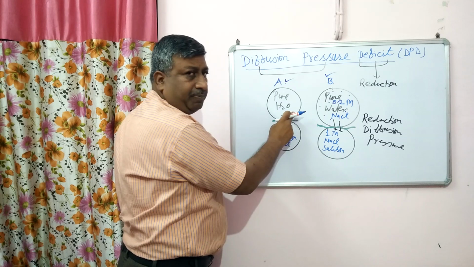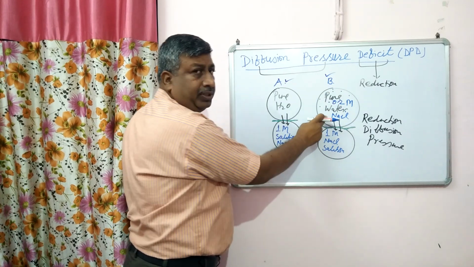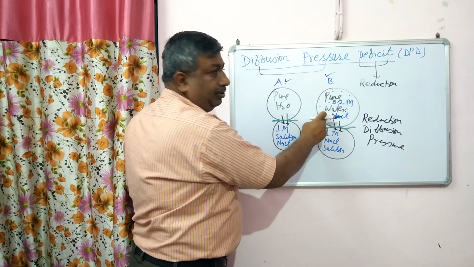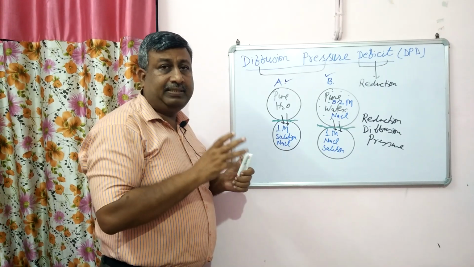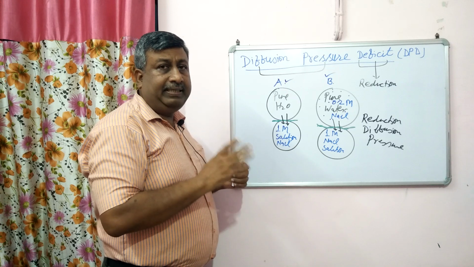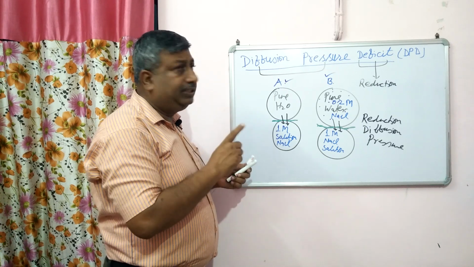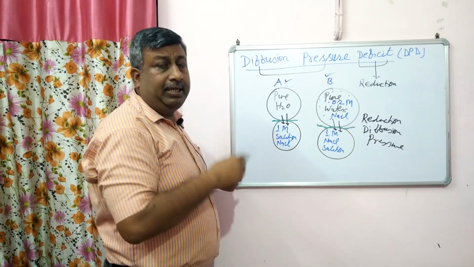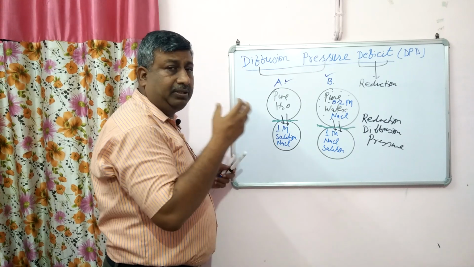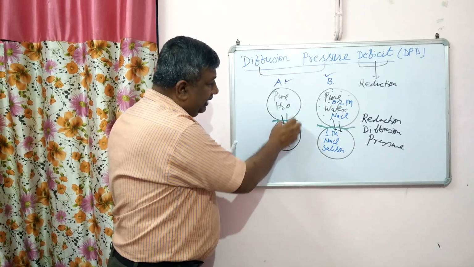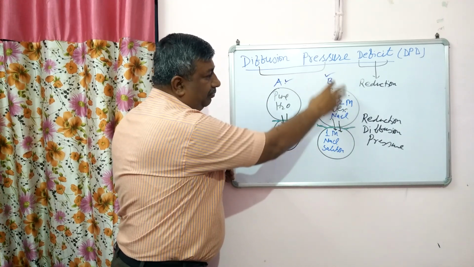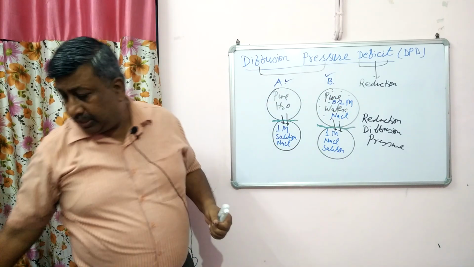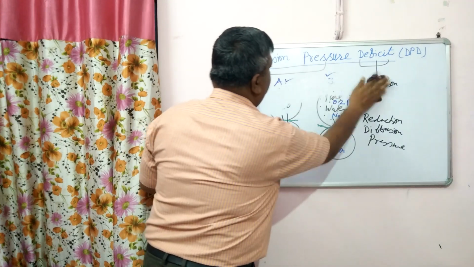This is the diffusion pressure of pure water. This is the diffusion pressure of the solution. So this is known as DPD. So this DPD is very important in deciding water potential. Actually this DPD decides the intake of water. Here there is more intake because more diffusion. Here there is less intake because less diffusion of water. So this is the DPD.